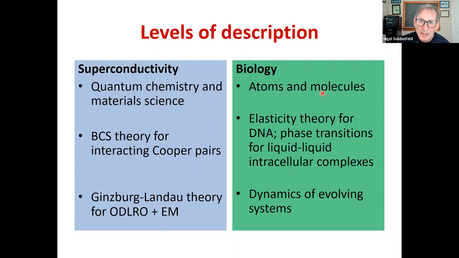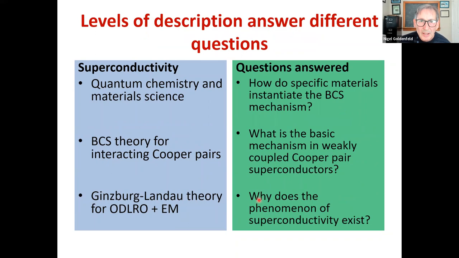In biology, the lowest level of description one can say is relevant is atoms and molecules, but there's an intermediate scale where one talks about DNA, proteins, protein folding, and membranes. One looks at biomechanics, the elasticity of DNA, phase transitions, and liquid-liquid intracellular complexes. So this is a sort of mesoscopic description of biology. And then at a very large scale, the one that we've been talking about here, one can talk about the dynamics of evolving systems. These different levels of description answer different questions.